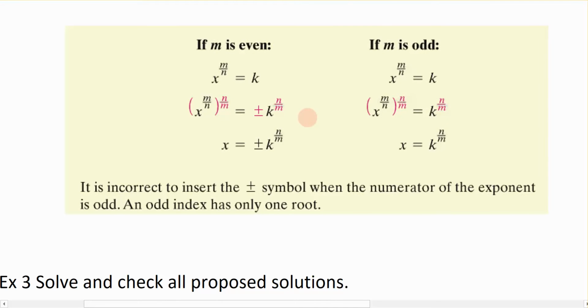Another thing you want to be aware of when solving rational equations is what happens if the numerator on the variable I'm solving for is even. If it is even, we're going to end up with a positive and a negative value for solutions. If the numerator is odd, we only end up with the one solution. That has to do with the fact that if I take the square root of something, I can get positive and negative values. Or if I take the fourth root, I can get positive and negative. But if I take the cube root of something, I just get the one term.